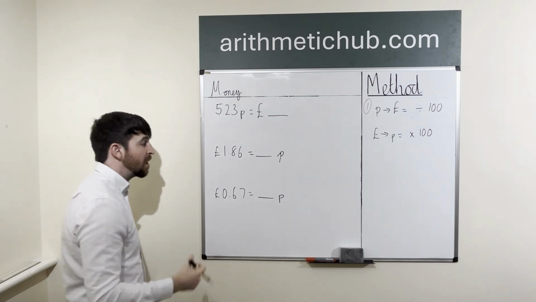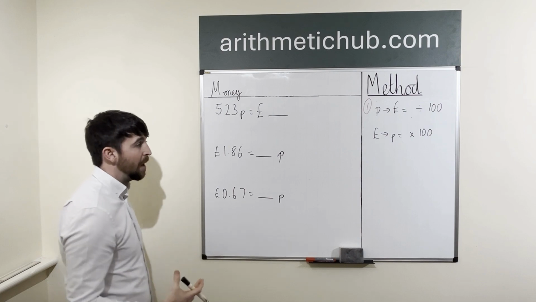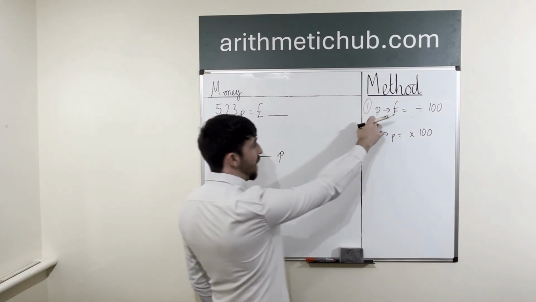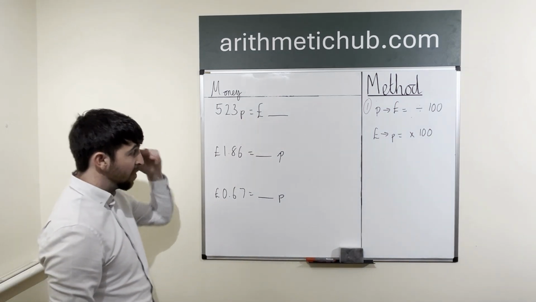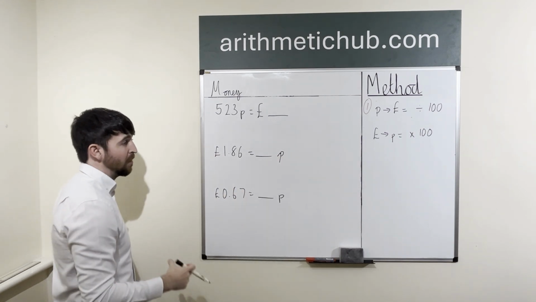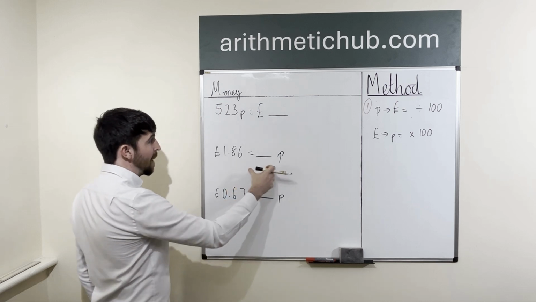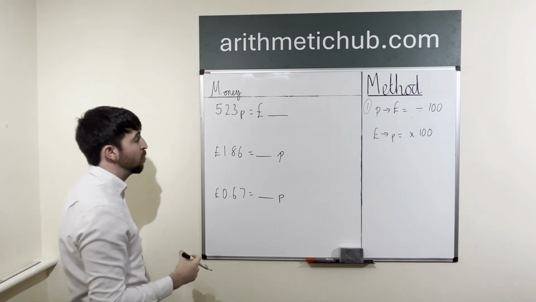So, when we are answering these types of questions, we need to be able to convert between pence and pounds. The way we convert pence to pounds is we divide the amount of pence by 100. The way we convert pounds to pence is we multiply the amount of pounds by 100 and then we put pence at the end. So we need to make sure that we still include our unit of measure.